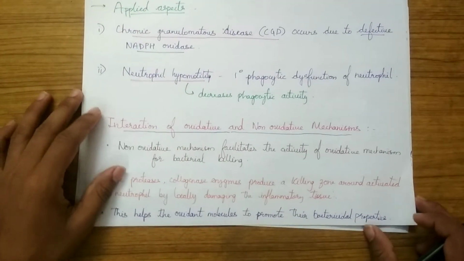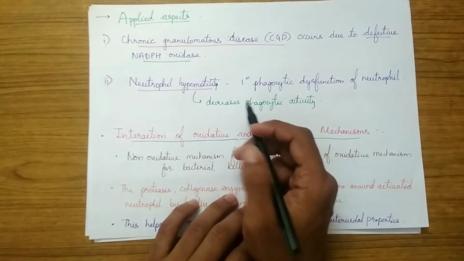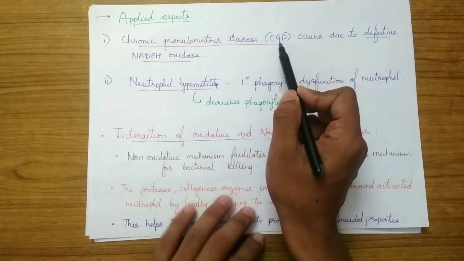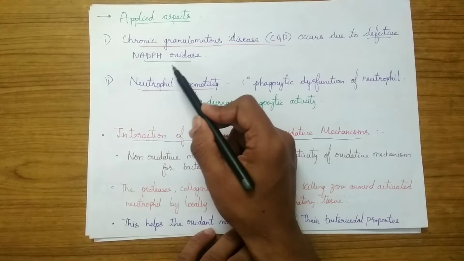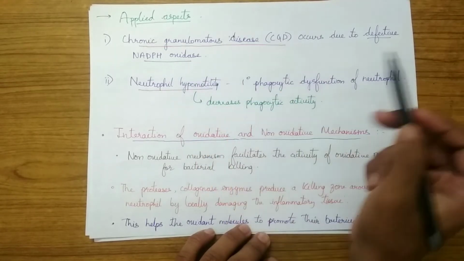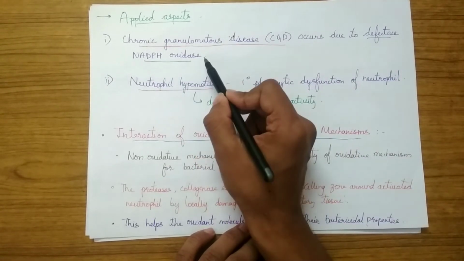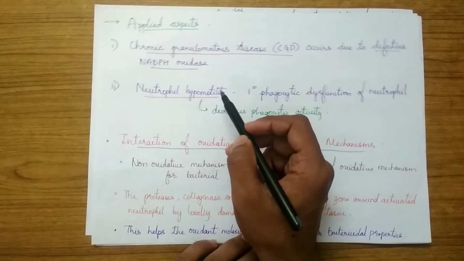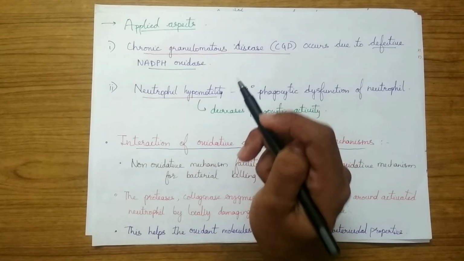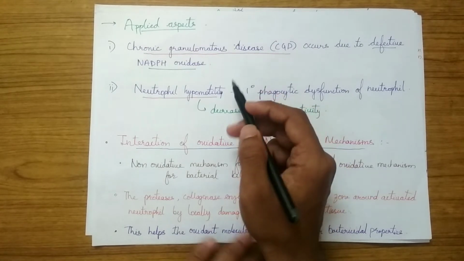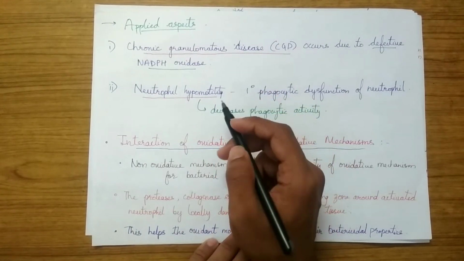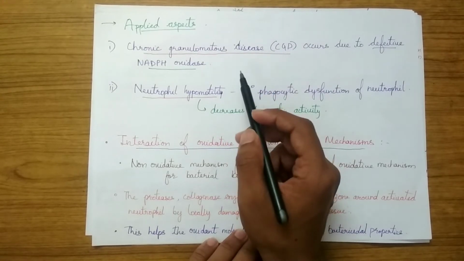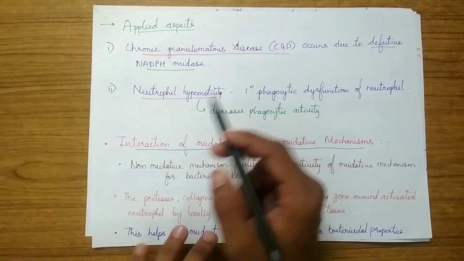There are many applied aspects in this case. Chronic granulomatous disease, formally called CGD, occurs due to defective NADPH oxidase. In this case, the NADPH oxidase is reduced, due to which the superoxide anion cannot be produced in adequate amounts. This leads to an ineffective oxidative mechanism and ineffective neutrophil phagocytosis, because the oxidative mechanism is one of the main mechanisms in the killing process.